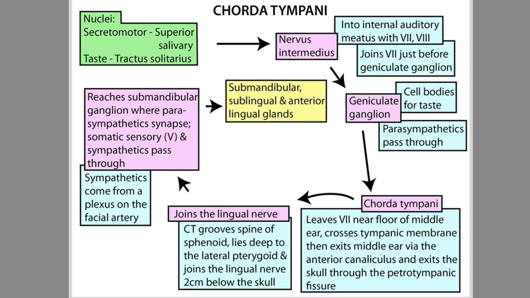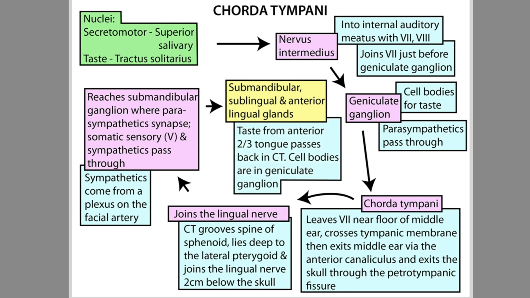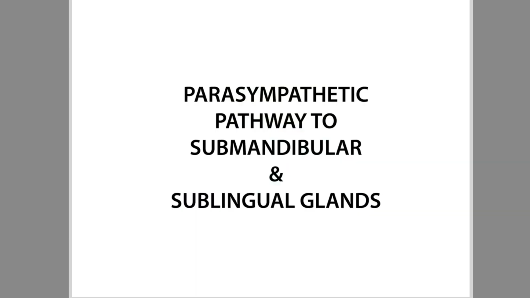The parasympathetic fibres, meanwhile, simply pass to the submandibular, sublingual and anterior lingual glands. And then finally we see that the taste from the anterior two-thirds of the tongue passes back in the chorda tympani, and we're going to see shortly that the cell bodies are in the geniculate ganglion in the middle ear. We're now going to look in slightly more detail at the parasympathetic pathways to the submandibular and sublingual glands.